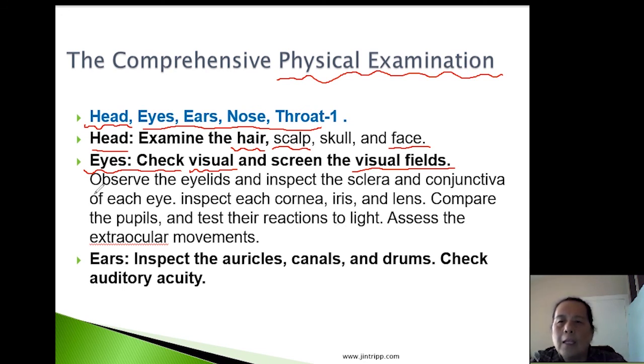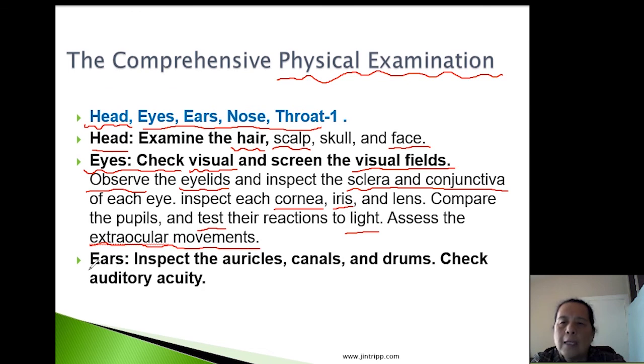And certainly we can directly look at the eyelids and the superficial parts of the eyes, the sclera area, the conjunctiva area, the cornea, and the iris of the eyes. So that's superficially what we can see. And we can test the reaction to light and the eyeball movement. Yes, that we can do.